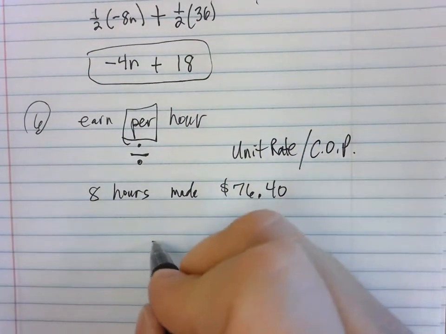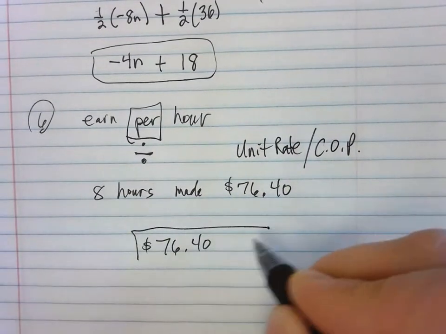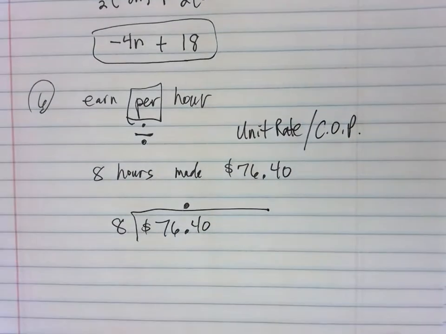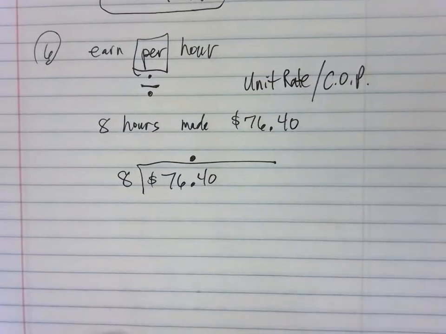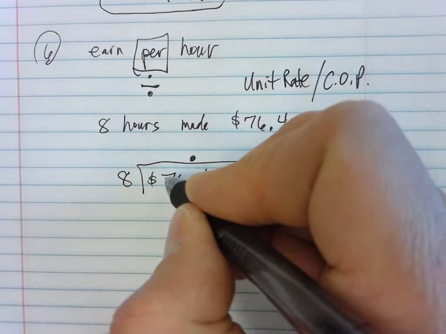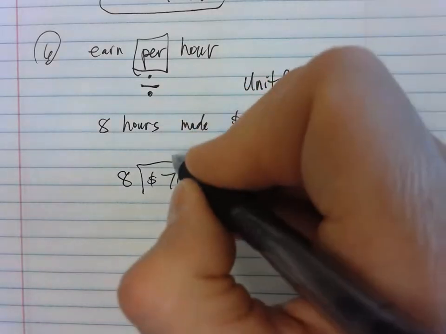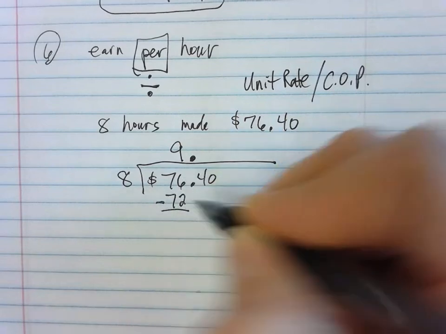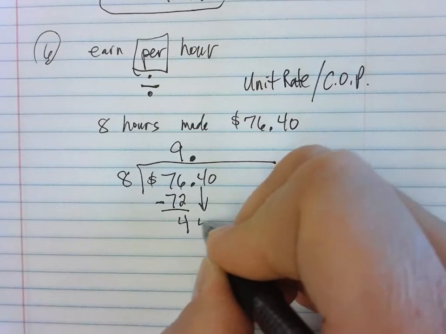All right, so we're going to do 76.40. Again, the money is going to go on the inside, and I'm going to go ahead and put my decimal up there. Just bring it up, and the 8 is going to go out there. Again, without a calculator, we've got to do some long division here. A little long division, not super hard. 8 won't go into 7, but 8 does go into 76. 8 times 8 is 64, 8 times 9 is 72. Then I'll subtract 76 minus 72, and that is going to give me 4. Bring down my other 4.